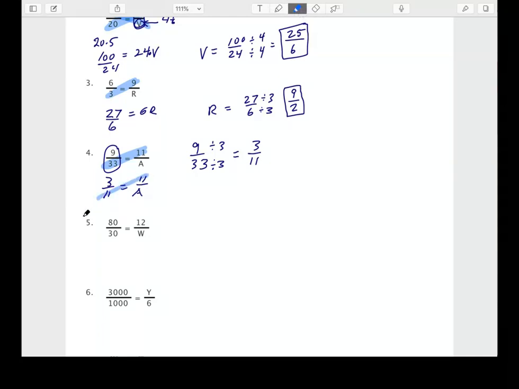11 times 11 is 132. 121. 121. I say, I get those mixed up too. So 121 equals 3a.